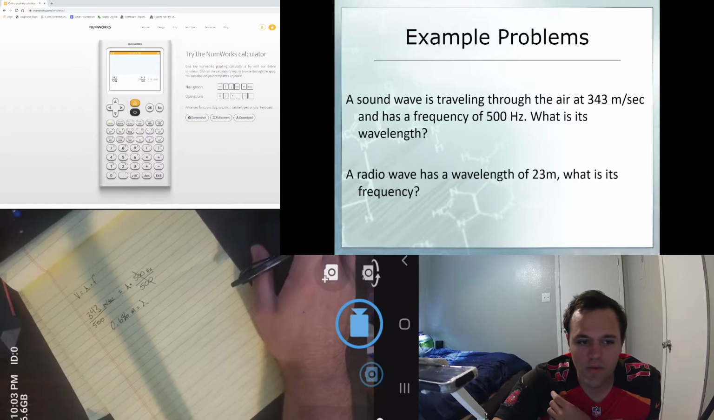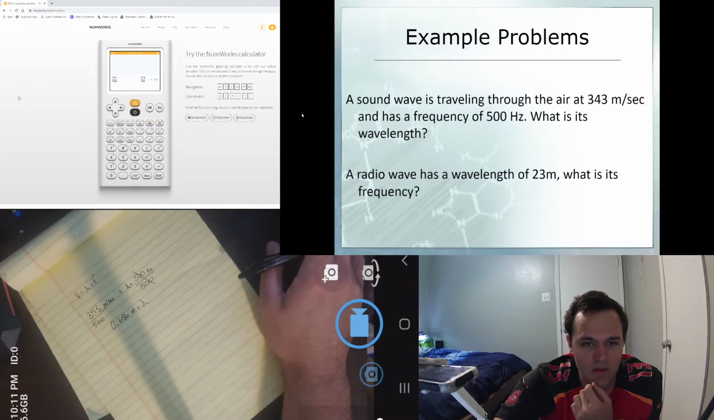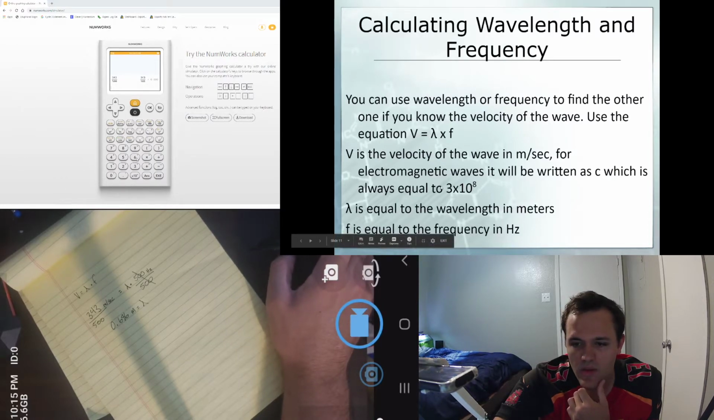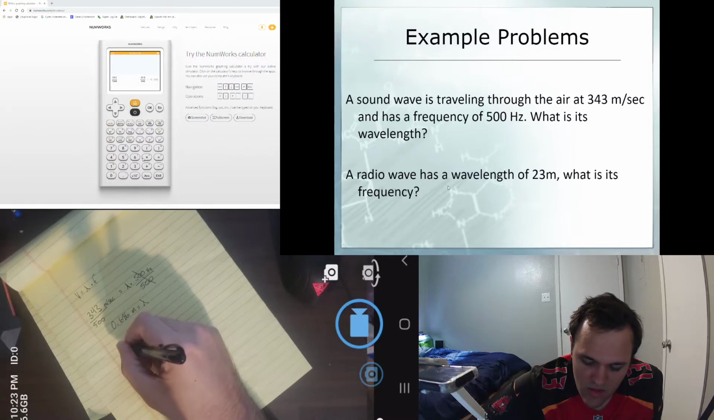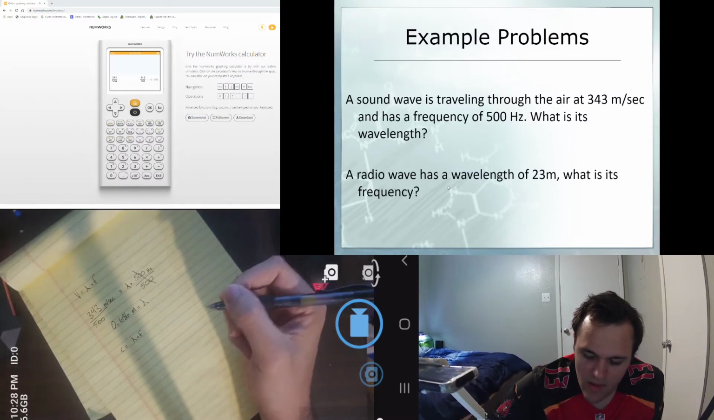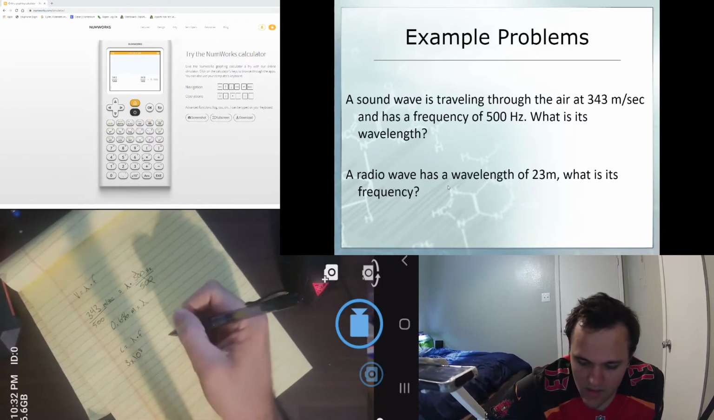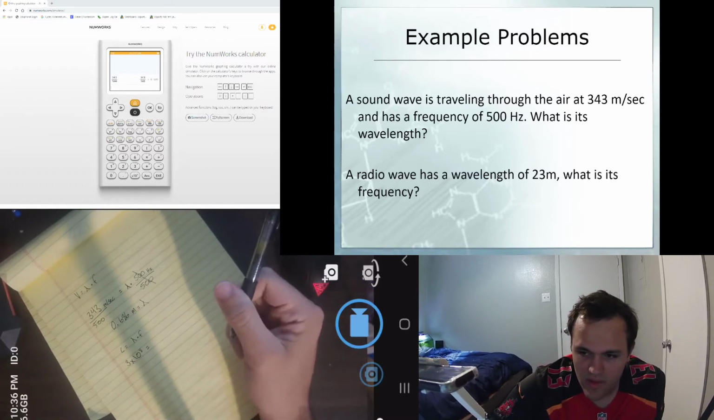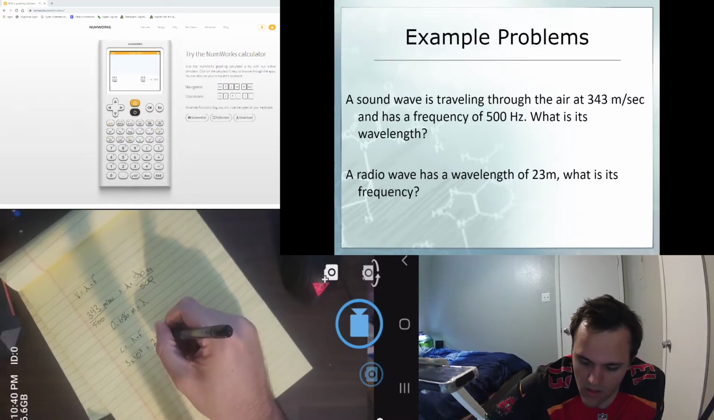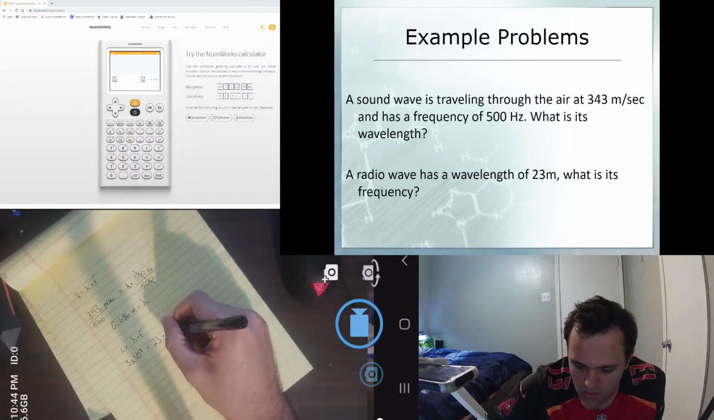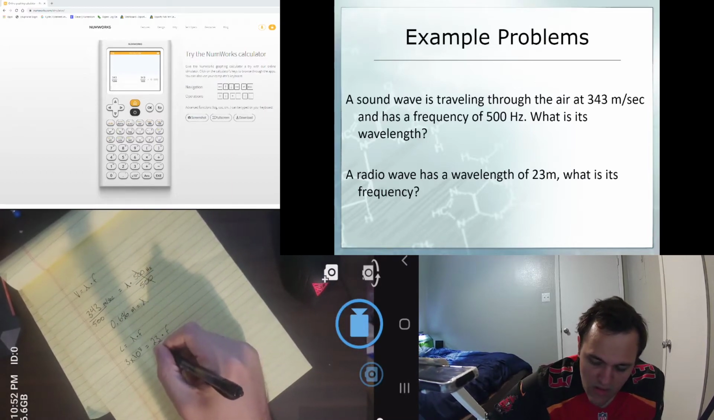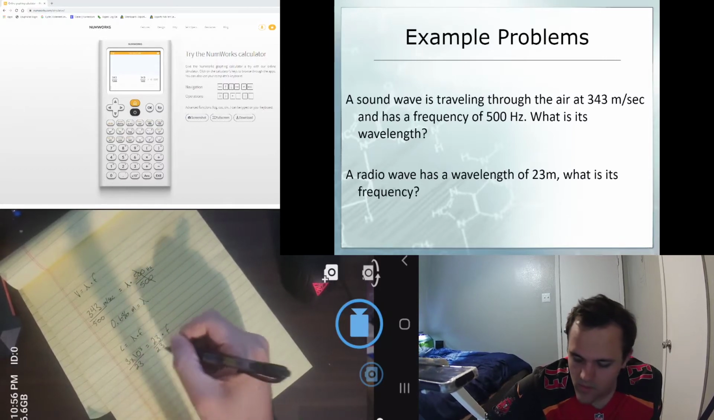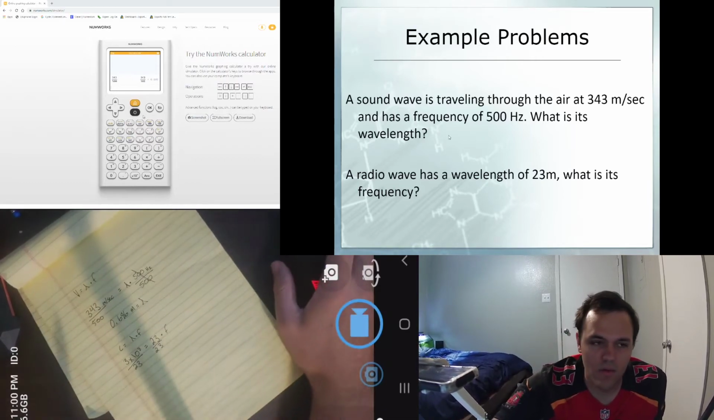Question 2 is talking about a radio wave. We talked earlier and said that radio waves were electromagnetic waves, so that means its velocity is going to be this number here, c, the 3 times 10 to the 8th. So here we're going to set up the same thing. This time we've got c is equal to lambda times f, and c is 3 times 10 to the 8th. This time it gives us the wavelength, so it gives us lambda, which is 23. And it wants to know the frequency. So again, same thing here. All we've got to do to find frequency is divide both sides by 23. And that will tell us what our frequency is.